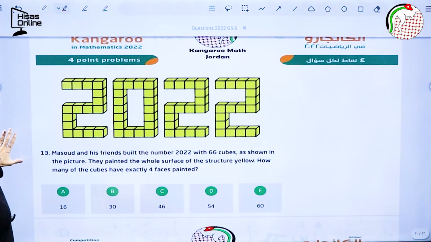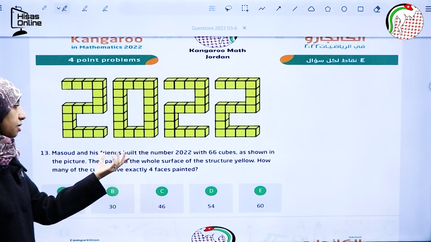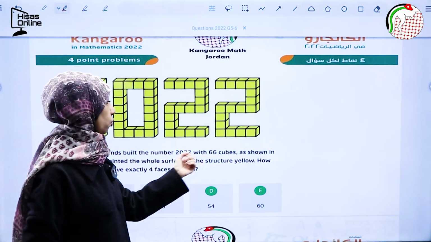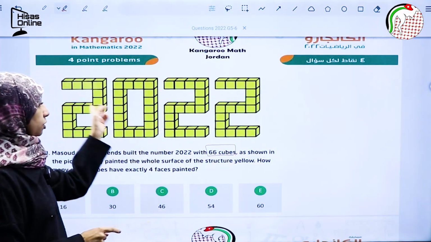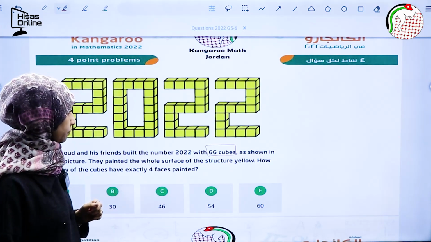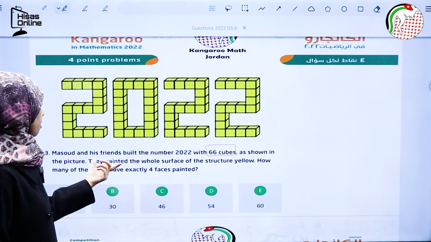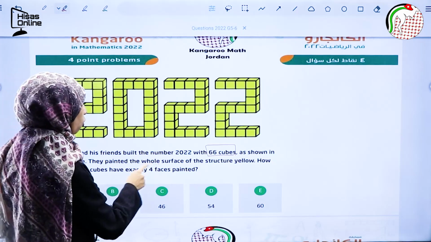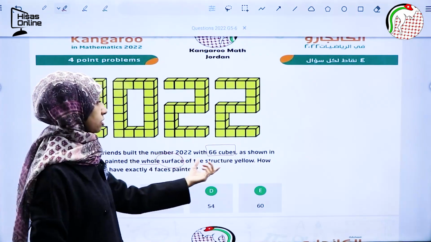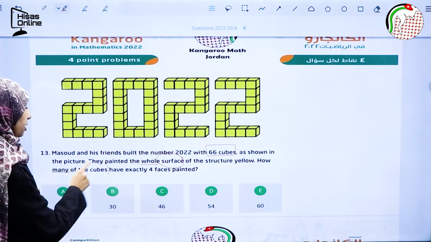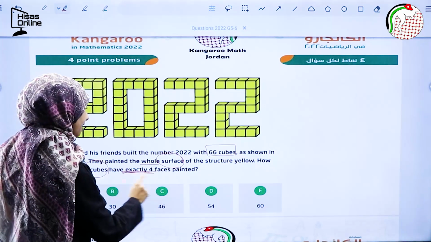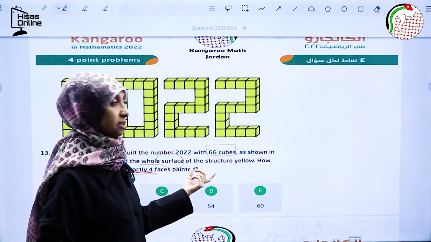Good one here. We can see 2022. Let's read the question. Masoud and his friends built the number 2022 with 66 cubes. Here, if you count them again, of course, you can see that those are 66 cubes. Now, they painted the whole surface of the structure yellow. How many of the cubes have exactly 4 faces painted yellow?